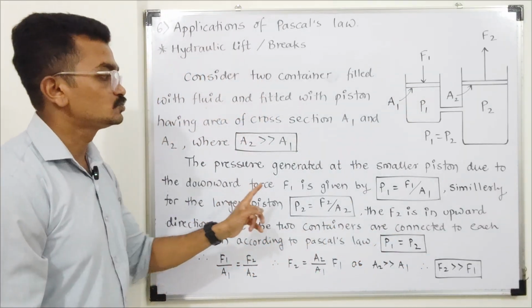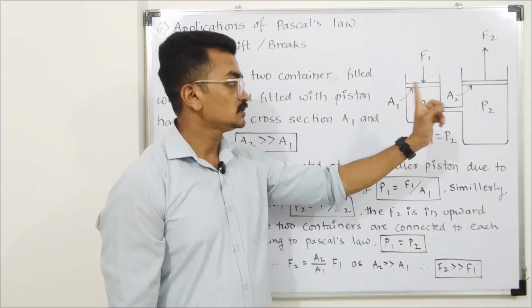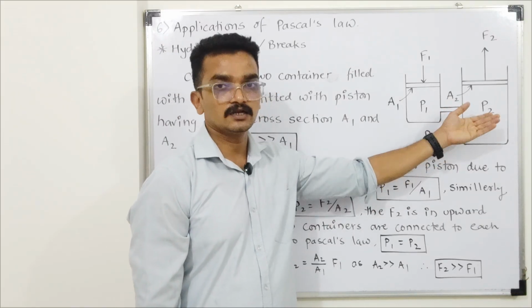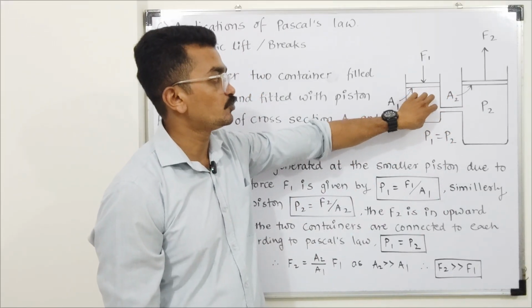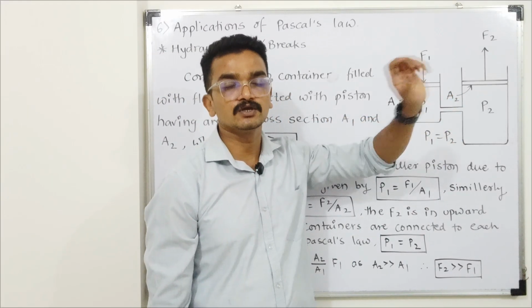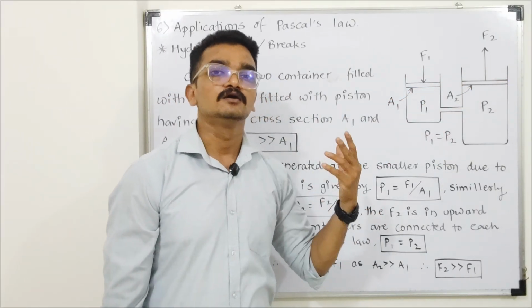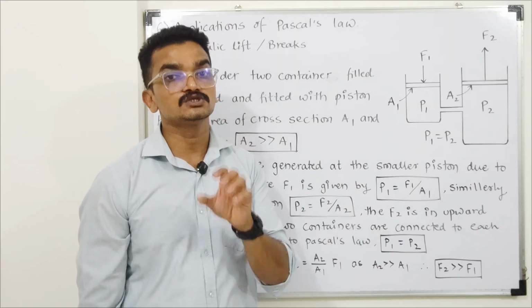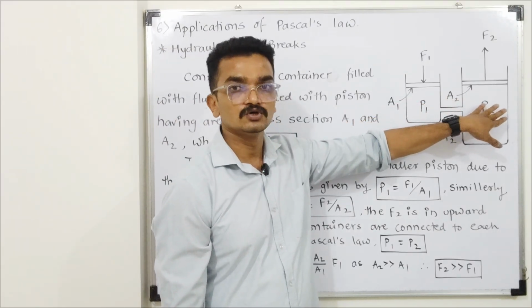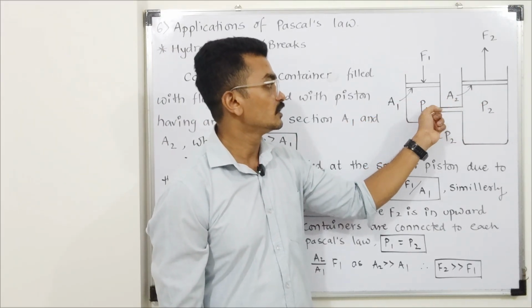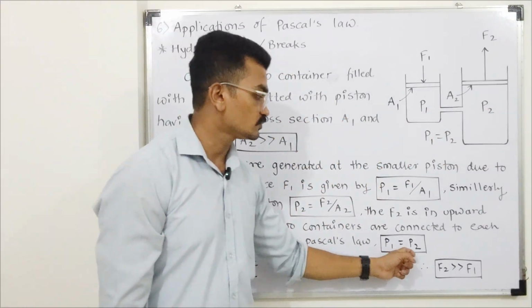So we have the two pressure formulas, P1 is equals to F1 upon A1 and P2 is equals to F2 upon A2. Now we can see these two containers are connected by some means, or let's say by a pipe. That means the pressure created at this point is equal to the pressure created at this container, because according to Pascal's law, for the enclosed fluid which is at rest, the pressure applied at one point is equal and undiminished to every part of the fluid. So the pressure applied at this point is equal to the pressure applied at this point. That means the pressure in this container is equal to the pressure in the second container. So what we have is P1 is equals to P2.